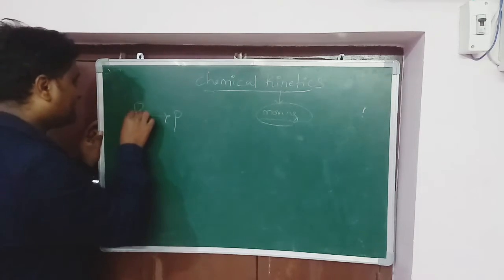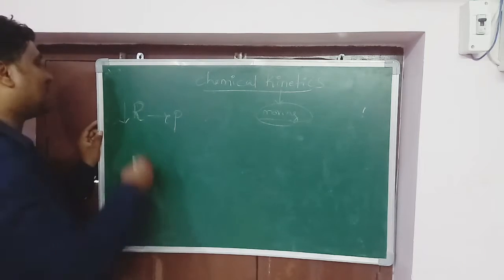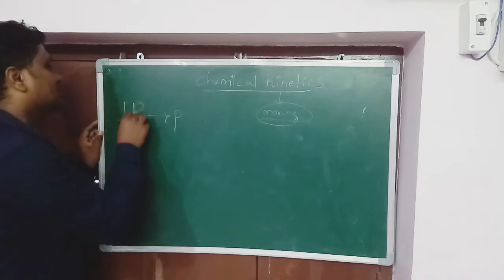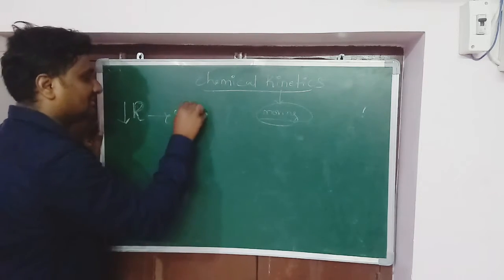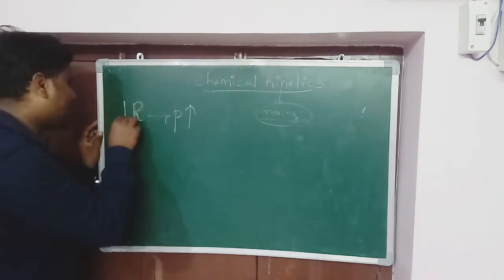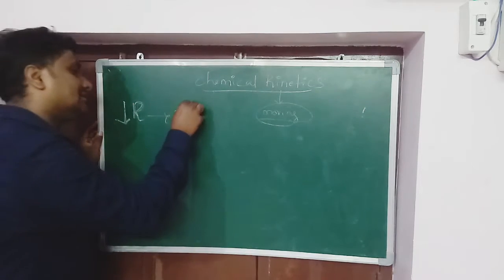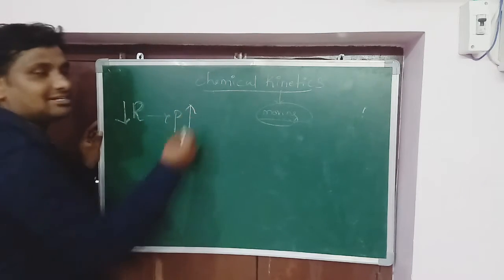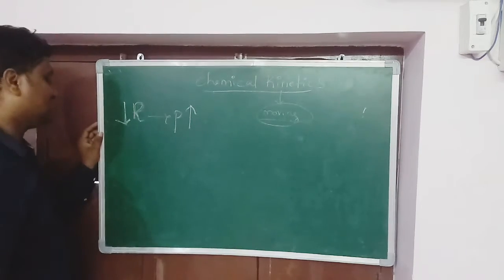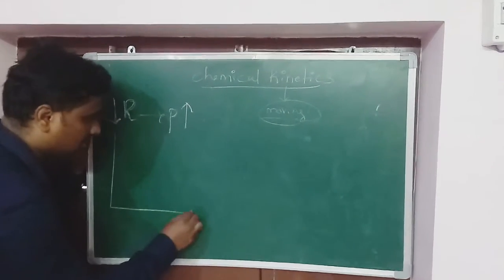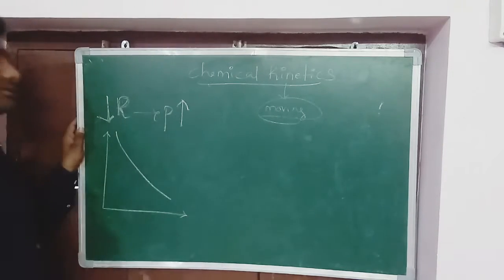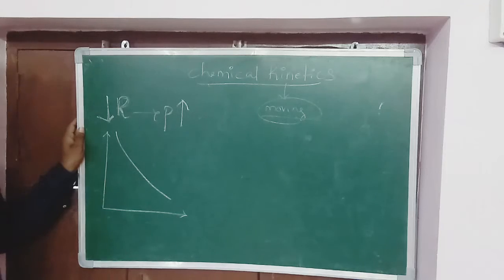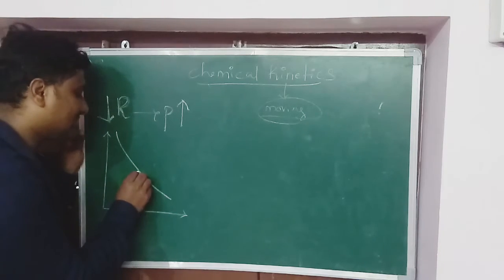Here the concentration of the reactants is decreasing. So then the concentration of the products will be increasing. When the concentration of the reactants decreases, at the same time the concentration of the products increases. So here you are decreasing the concentration of the reactants.